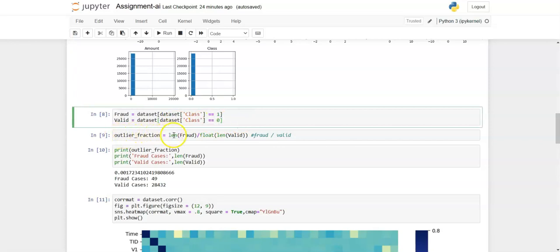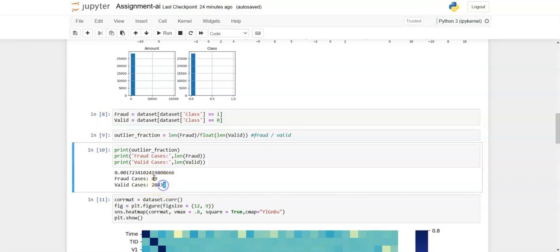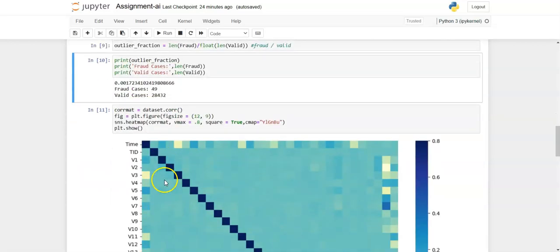And here the outlier fraction is fraudulent by valid, which indicates that out of 28,432 data, 49 were fraudulent cases, which is very low. This is real-time data, so in reality this is what happens.